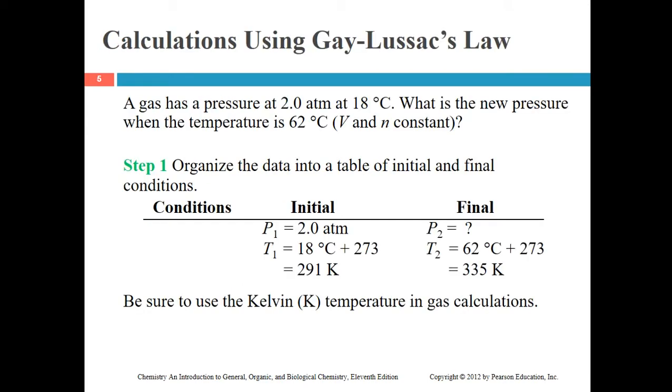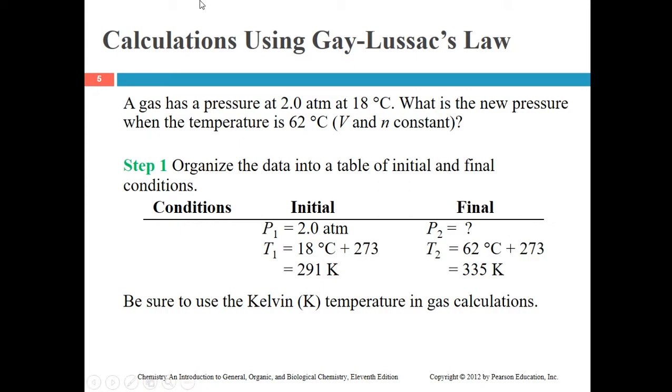So, a gas has a pressure of 2 atmospheres at 18 degrees Celsius. What is the new pressure when the temperature is 62 degrees Celsius? So first of all, let's think ahead of time to make sure that we understand what's going to happen. The volume and the amount of moles are constant, so if we're going to increase our temperature from 18 degrees Celsius to 62 degrees Celsius, then we know that the pressure is going to directly increase also, directly in relationship to our Kelvin.